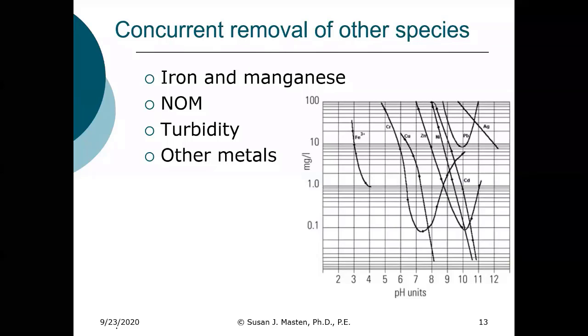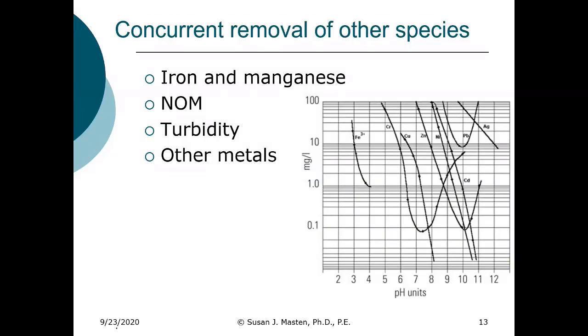It will also remove naturally occurring organic matter, essentially a precipitation reaction, where the organic matter gets incorporated into the precipitate and settles out with the precipitate. And the same is true with turbidity. It also can potentially remove other metals.